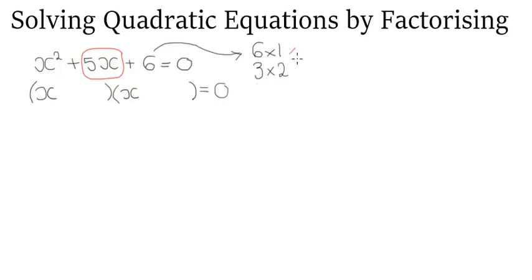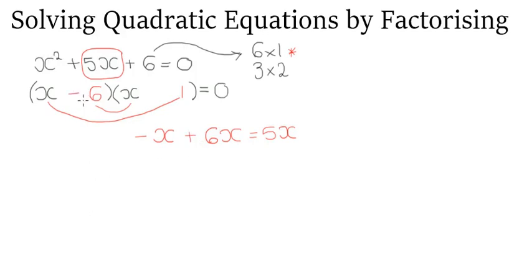Let's first start with the 6 and the 1. Imagine I had a 6 here and a 1 here. What would we get? Let's join our lines up. We're going to have 1x and 6x. Let's write this down, x and 6x, and that has to equal 5x. For this to be true, we've got to have minus x plus 6x, so we're going to have a positive 6 and a negative 1.